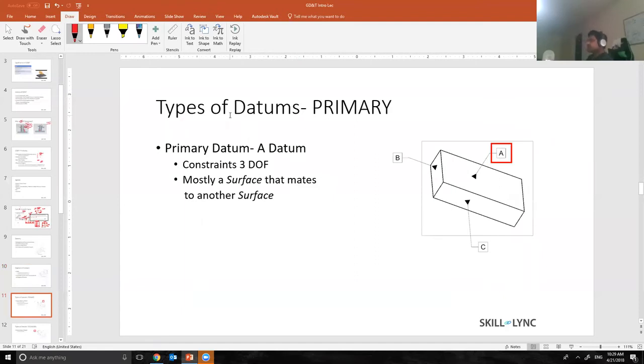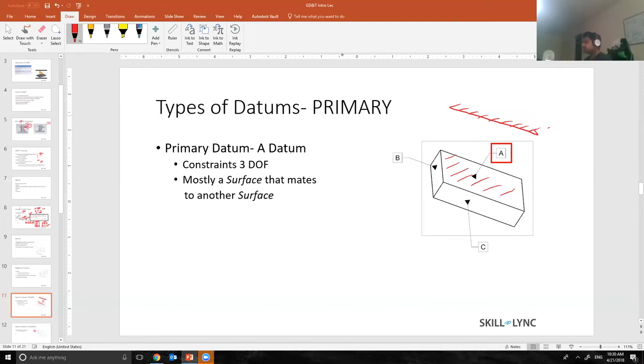So, types of datums. The first datum is the primary datum. In a very generalized way, you can say that the primary datum is the first mating surface. Let's say I have this block over here and there is a surface over here, and I tell the operator, okay, Mr. Operator, please attach this block to this surface. Obviously this A is the primary datum, so he will attach this surface to this surface first. This is a very generalized way of saying what the A datum is. There are more complex ideas to the A datum as well, but that is not something we can cover today.